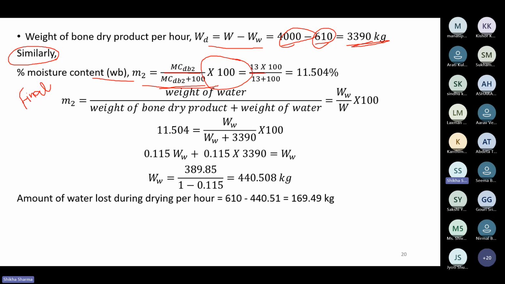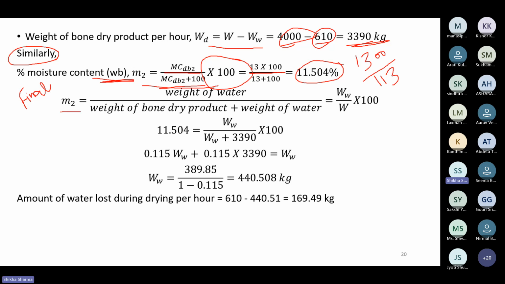So 13 into 100, which is 1300, divided by 13 plus 100, which is 113. So when we divide this, we will get 11.504 percentage of the moisture in the wet basis as final moisture content.